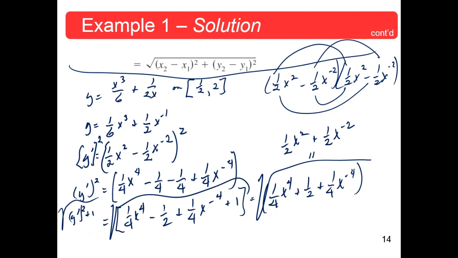So there we have taken the square root of that thing, and this is what we integrate. Okay, so your arc length is going to be the integral from 1/2 to 2. Remember, this is the interval on x, of the square root of these things here, which comes out to be just 1/2 x squared plus 1/2 x to the minus 2 dx.